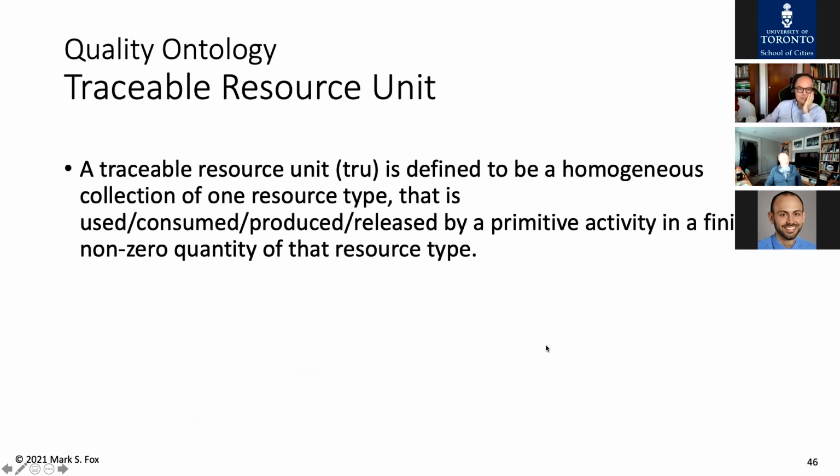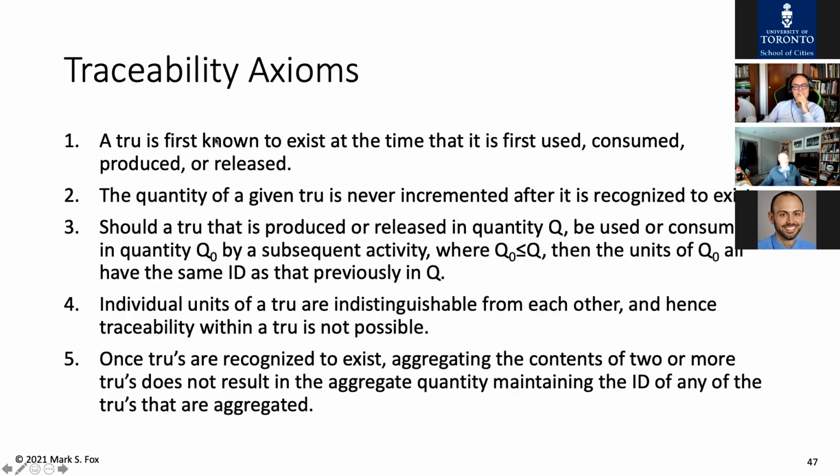And skip over this. And then as part of the ontology, this is based on Henry Kim's thesis, we introduced this notion of traceable resource unit, where a traceable resource unit is defined to be a homogeneous collection of one resource type that is used, consumed, produced, released by a primitive activity in a finite non-zero quantity of that resource type. And this is critical to the ability to trace back through the supply chain, is understanding what a traceable resource unit is, and so we have a set of axioms associated with it.